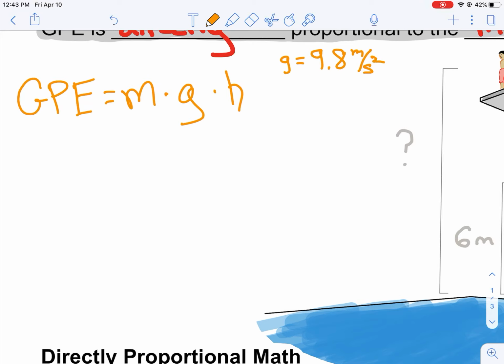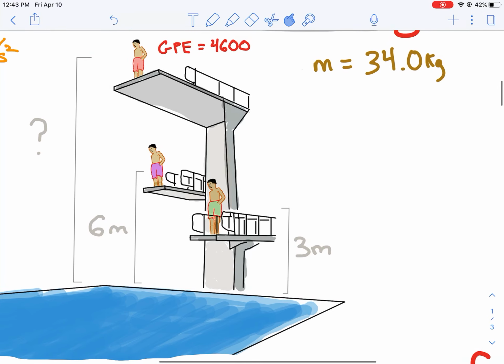So little g does not change unless your gravitational field is different from Earth's, like if you go to Mars or the moon or into outer space and you have none. Then you'd have no gravitational potential energy if you're in the vacuum of deep space. Anyways, let's look at a couple scenarios.